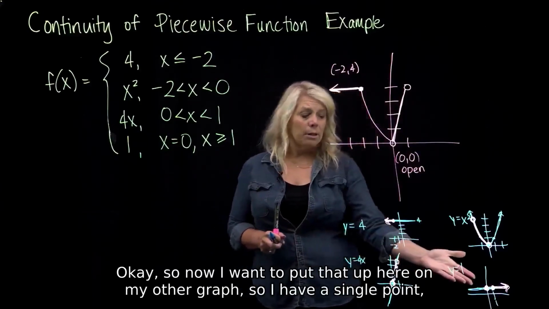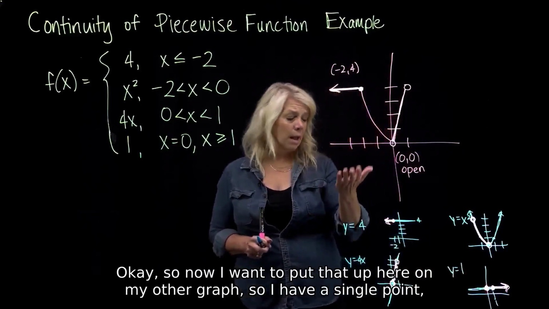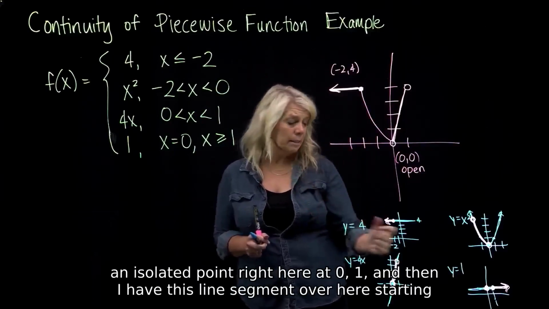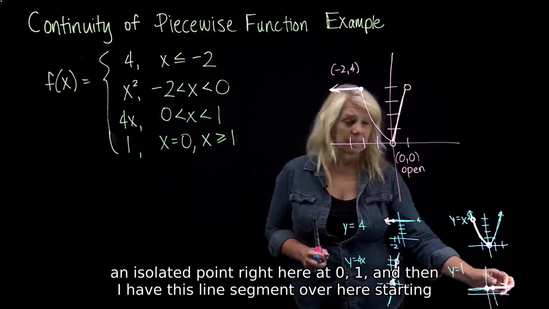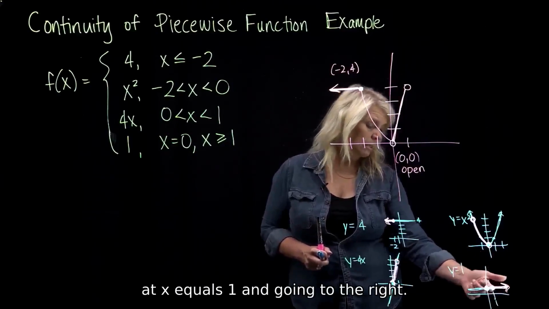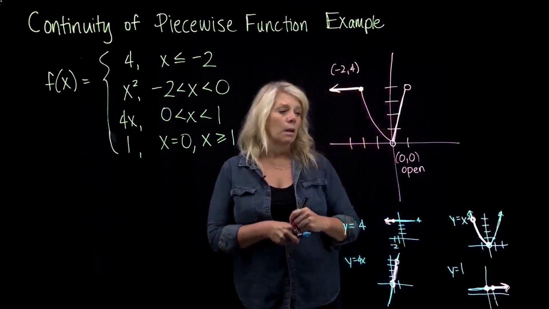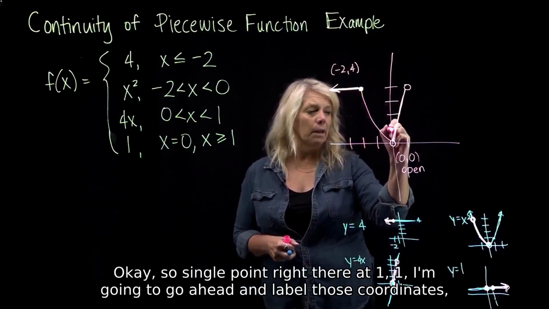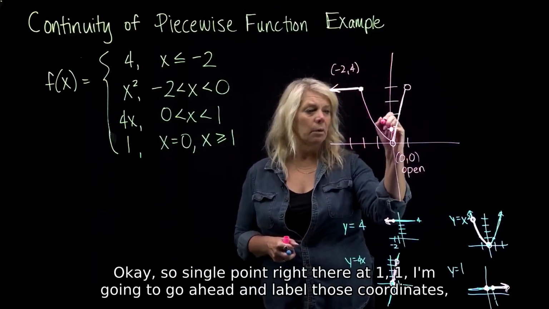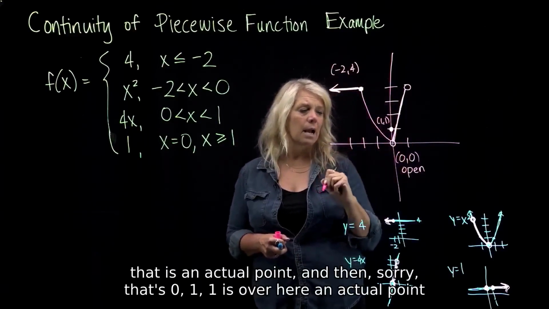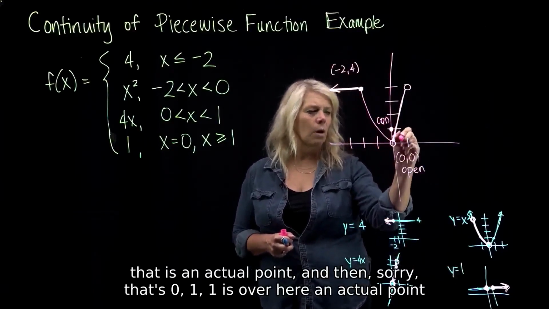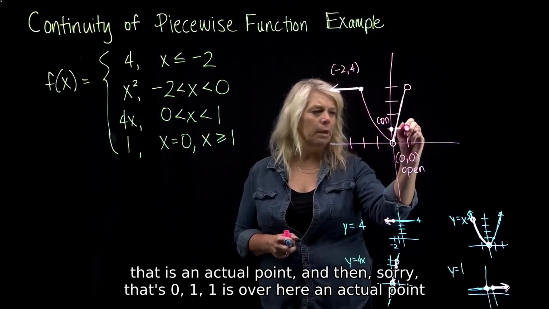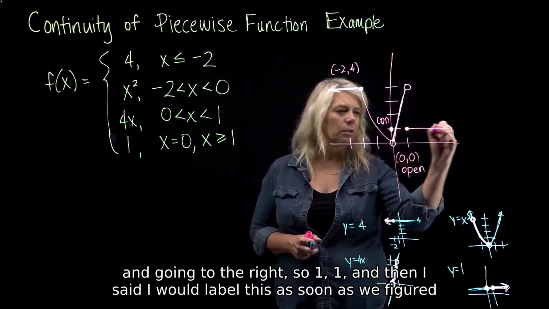Okay, so now I want to put that up here on my other graph. So I have a single point, an isolated point right here at 0, 1, and then I have this line segment over here starting at x equals 1 and going to the right. Okay, so single point right there at 1, 1. I'm going to go ahead and label those coordinates. That is an actual point. And then, sorry, that's 0, 1. 1, 1 is over here, an actual point, and going to the right.